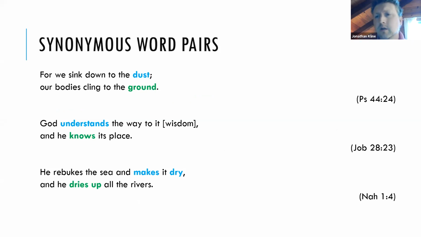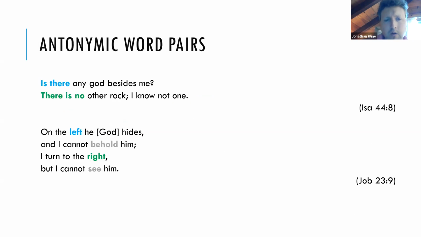Word pairs are a common way of presenting variation in Hebrew poetry. Word pairs can be synonymous, antonymic, correlative, etc. Synonymous word pairs basically mean more or less the same thing. Here are some examples. For we sink down to the dust, our bodies cling to the ground. Job 28, God understands the way to it, wisdom, and he knows its place. He rebukes the sea and makes it dry, and he dries up all the rivers, in Nahum 1:4. So it's interesting to pay attention to these minor variations in the words that are used.